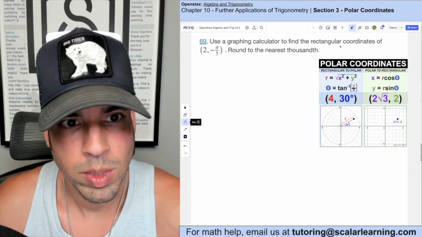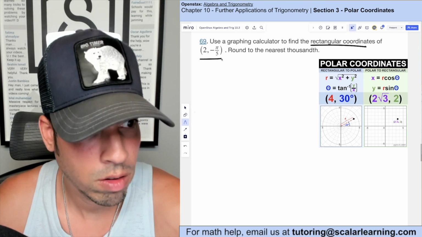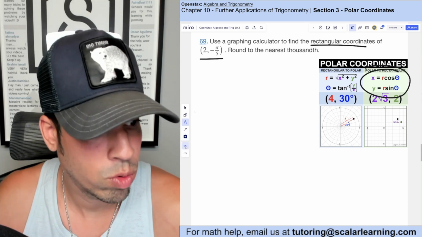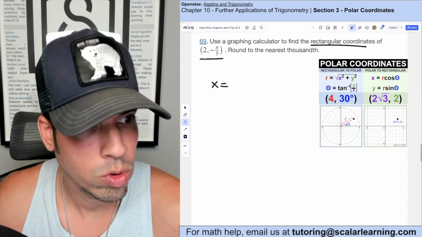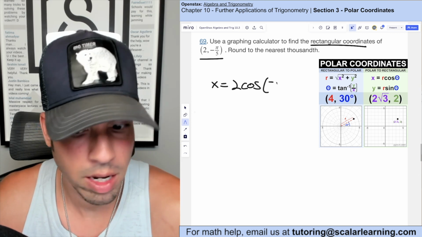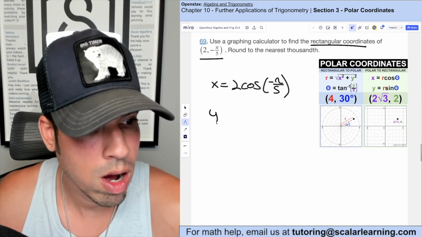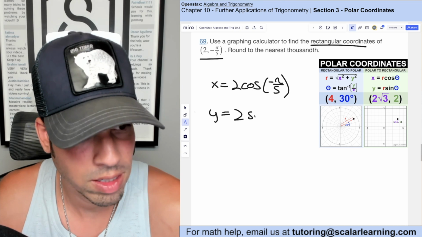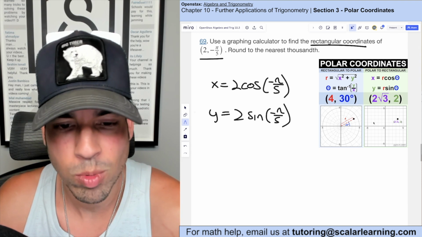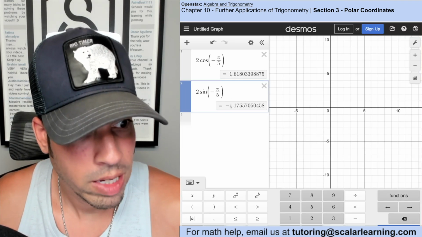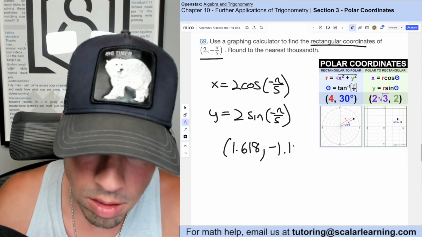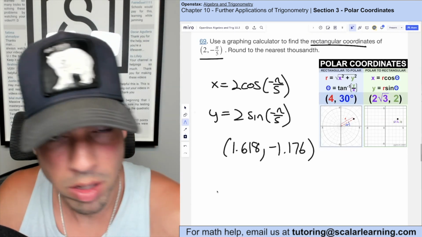Done. So for this one, we need to find the rectangular coordinates of 2, negative pi fifths. So again, we're going to go back to these two equations. So x equals r, that's my r value, 2, times cosine of that theta value, negative pi fifths, and then y is equal to 2 times sine of that same theta value, negative pi fifths. And so we're going to plug it into Desmos now. So we get 1.618 for the x, negative 1.176 for the y. So that's how you do it. That's the rectangular coordinate.